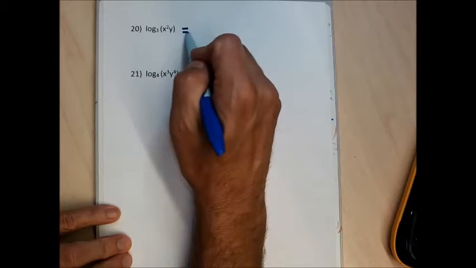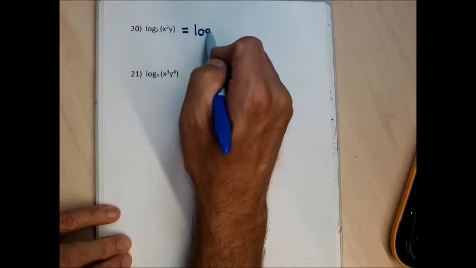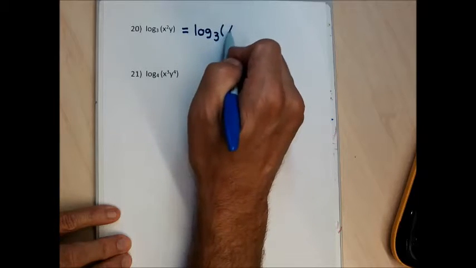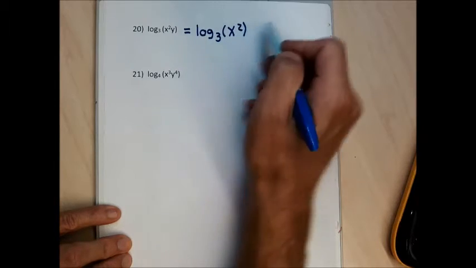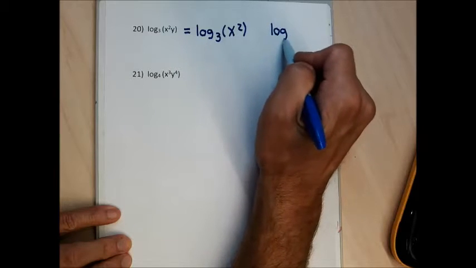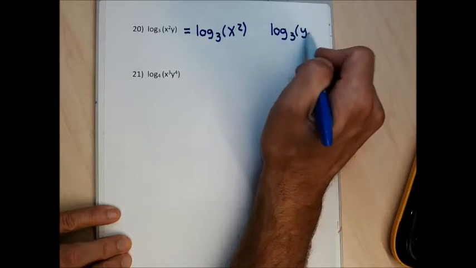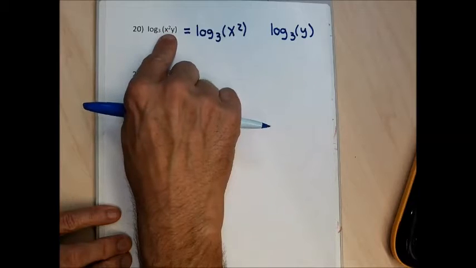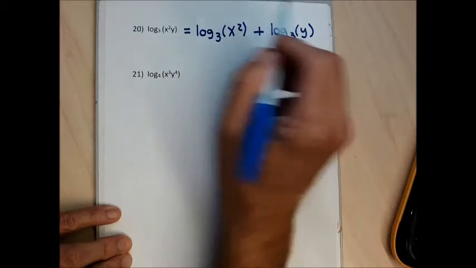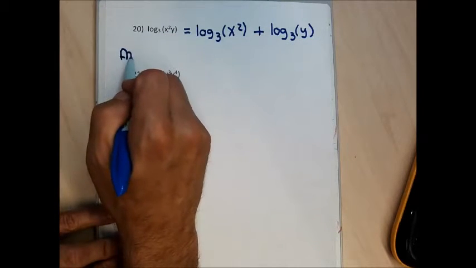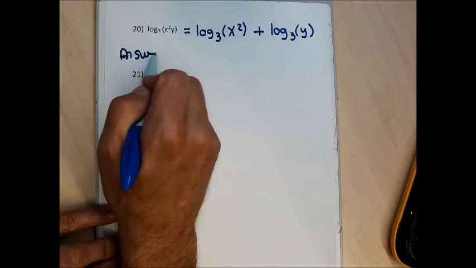20 and 21 are pretty straightforward. I'll do 20 and let you do 21. In 20, I'm going to expand this into 2 logarithms. They're both going to be base 3. The first one's going to have an x squared for its argument. The second one's going to have a y for its argument. The sign that goes between them is a plus because there's multiplication. So that's expanding from 1 log into 2 logs because there's 2 letters.